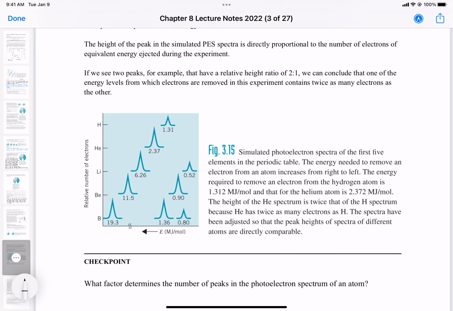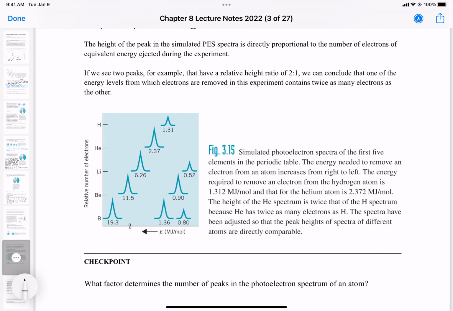We see here that for hydrogen, you only have one peak because hydrogen has only one electron. In helium, we see twice the height of that peak. And we see that it takes more energy to remove those electrons, and that makes sense because the number of protons in helium is double that of hydrogen. The height is doubled because helium has twice as many electrons in the s orbital.